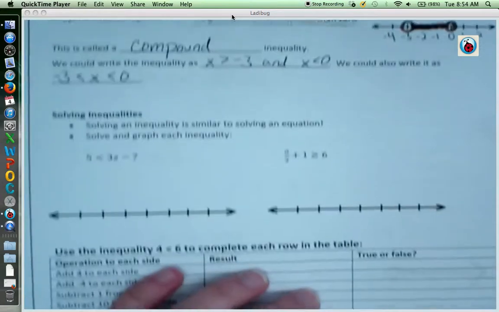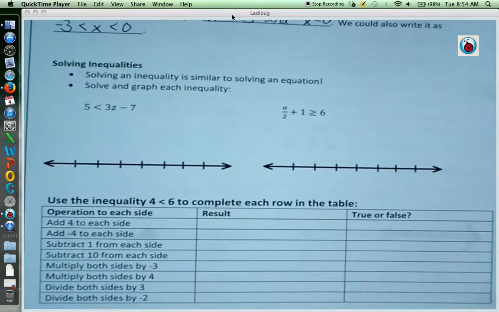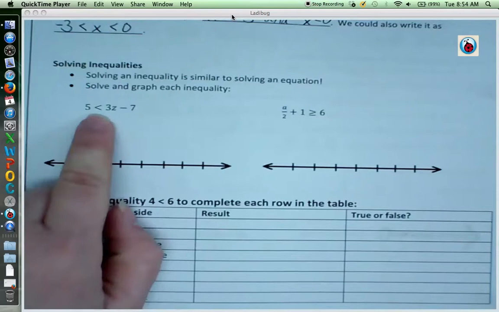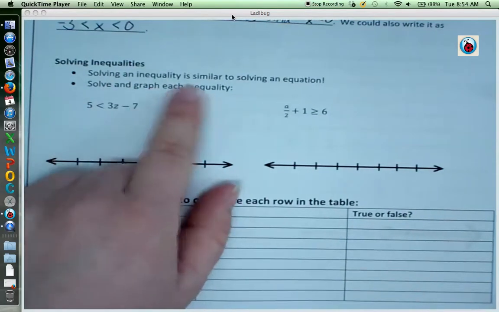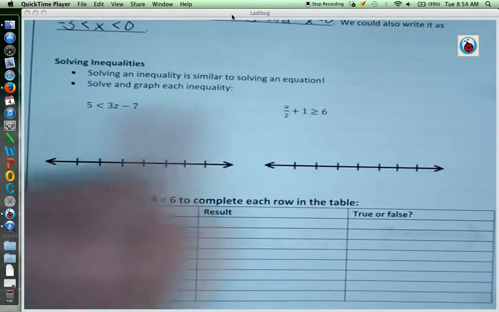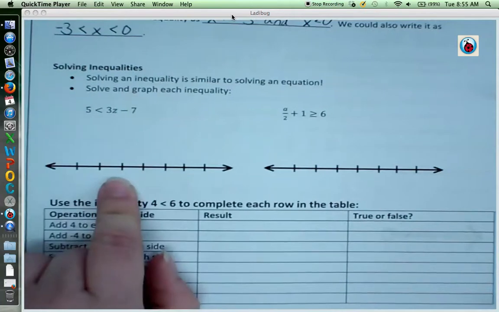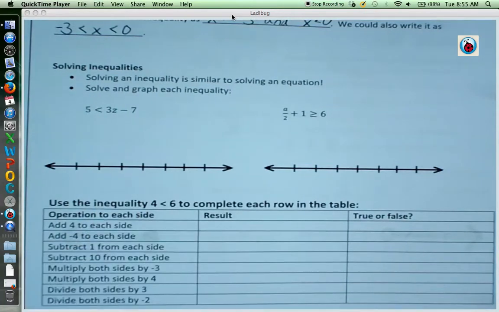And this brings me to the most important part here, solving inequalities. This is what we're going to spend the most time on, actually solving things that look like equations, but instead of an equal sign, they have an inequality symbol. So keep in mind, solving an inequality is similar to solving an equation. We're going to use the same kind of steps. And typically when we solve an inequality, we're also going to graph our solution when we're done. So let's start with this first problem.